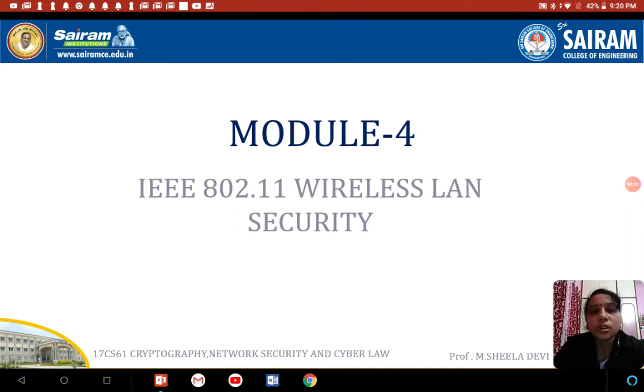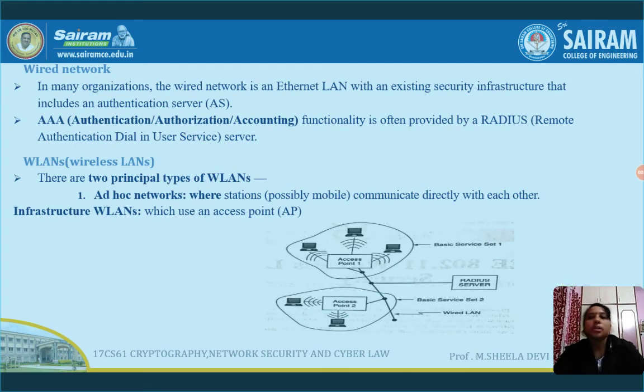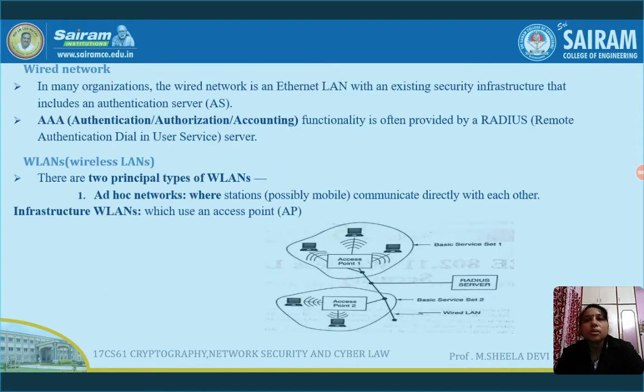Today we are going to see module 4, IEEE 802.11 wireless LAN security. There are two types of network, as we all know: one is wired and the other is wireless. What is a wired network? In many organizations, the wired network is an Ethernet LAN.